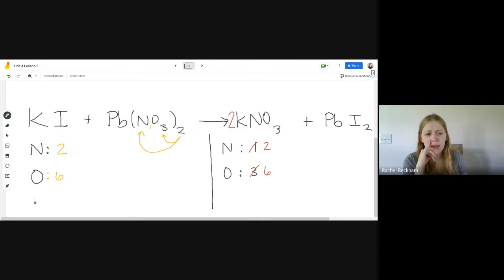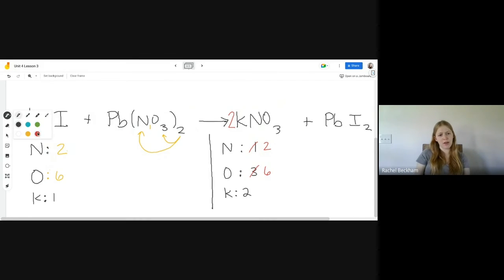Now let's look at my K's. On the left-hand side, how many K's do I have right here? I have 1 K, right? And on the right-hand side over here, how many K's do I have? Well, there's just 1 K there, but this 2 multiplies to everything within that compound. So I actually have 2 times 1, or 2 K's. So these are not balanced. I need to put something here to make it the same number.